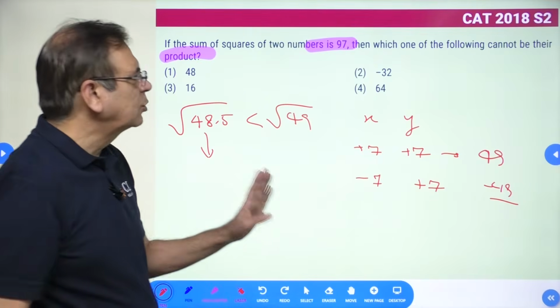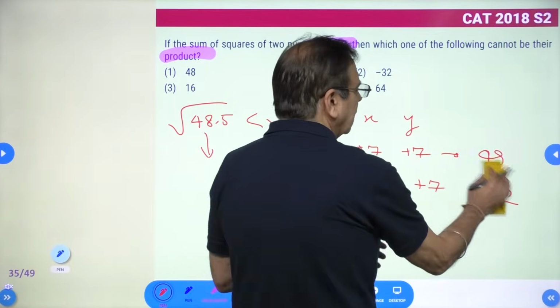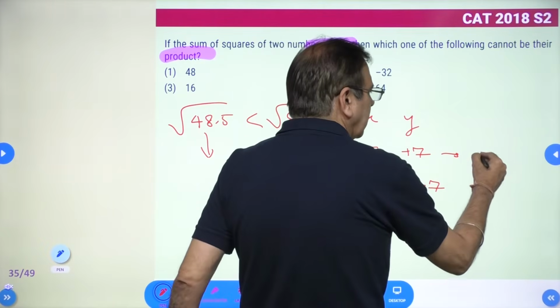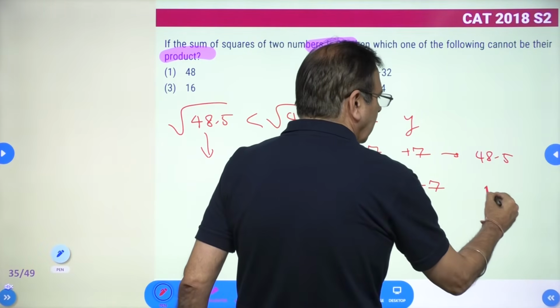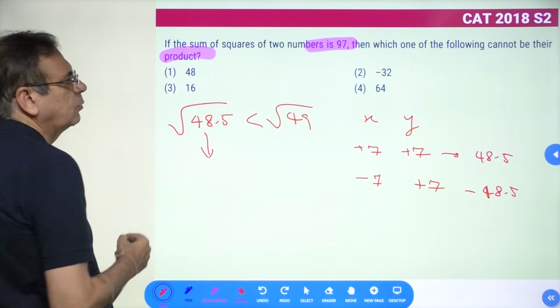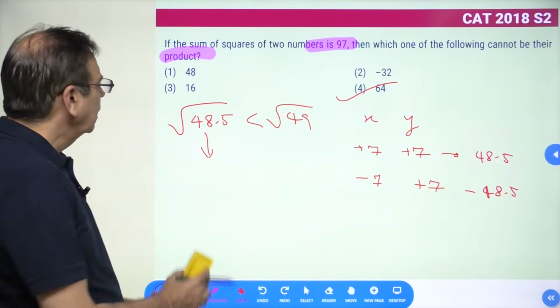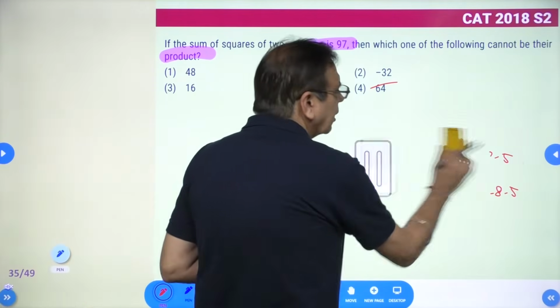Remember, it is actually under root 48.5. Okay. So that means I can say the maximum value will be 48.5 and minimum value will be minus 48.5. So my answer has to be between plus minus 48.5. This does not lie within the range. Okay. So ये वाला सवाल बहुत ही आसान था.